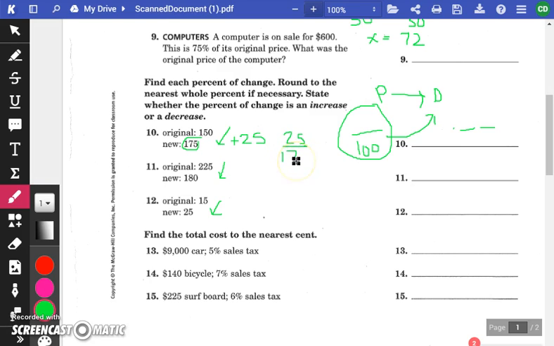What you want to do is figure out 25 out of the 150, which it started at. What is that percentage, so that you can say that it's increased a certain amount. So once again, you start with the original price and then go to the new price, and figure out how much it's increased. 25 out of the 150 ends up being around 17%. This object has increased 17% in cost.